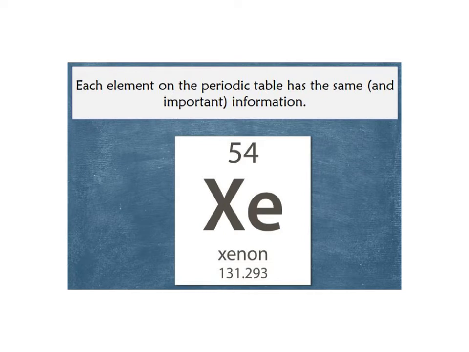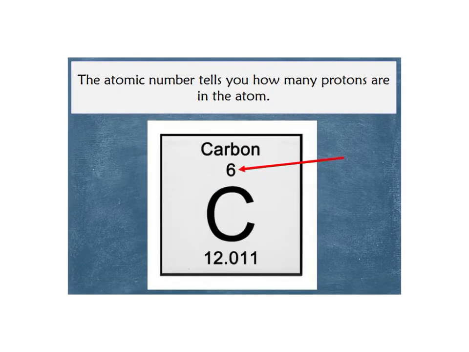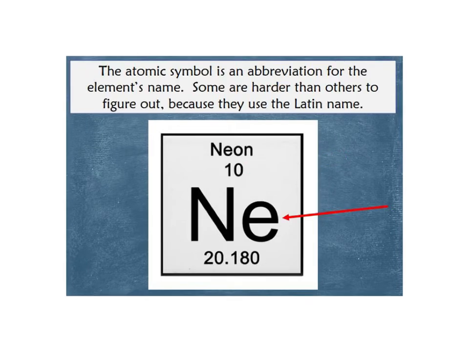Each element on the periodic table has the same and important information. The atomic number tells you how many protons are in the atom. The atomic symbol is an abbreviation for the element's name. Some are harder than others to figure out because they use the Latin names. So one thing that might seem familiar to you is how we abbreviate states in the United States. So Wisconsin is abbreviated WI. We do the same thing with elements.